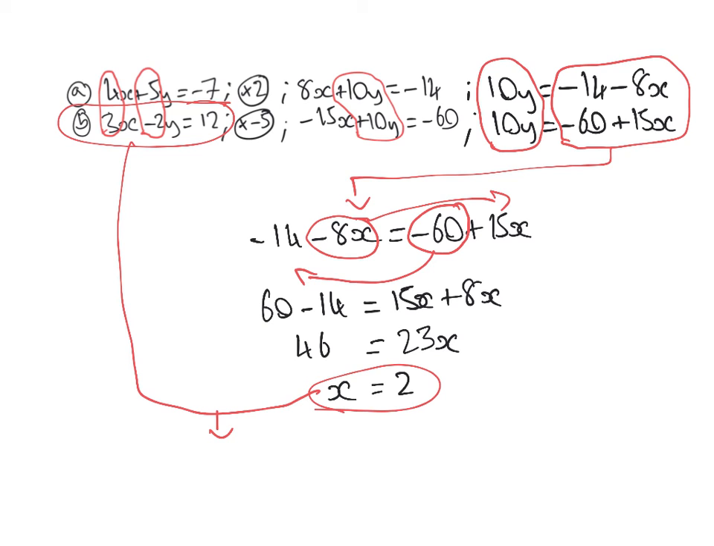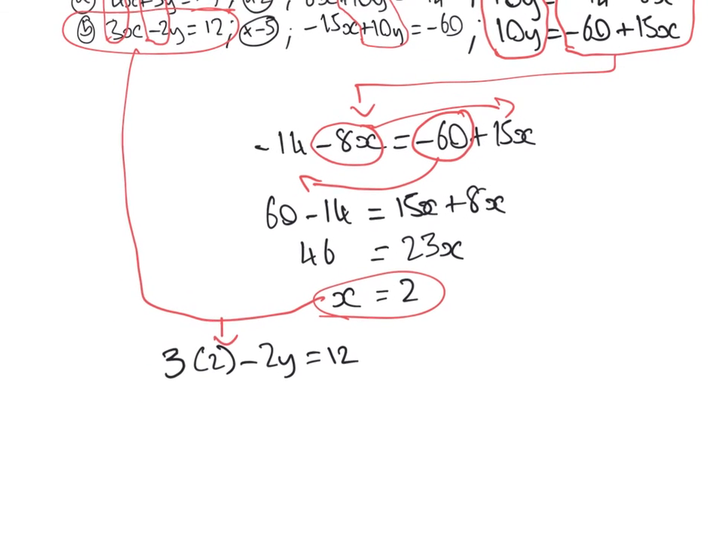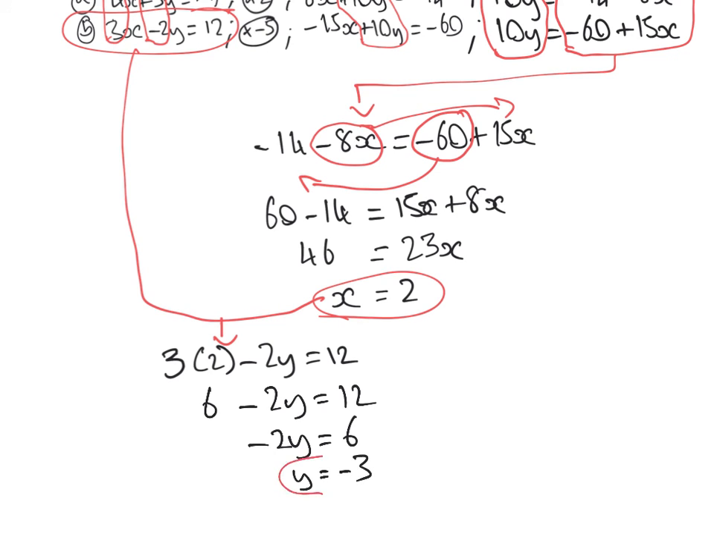So that gives me 3x, but we know x is 2, minus 2y equals 12. So 3 times 2 is 6. 6 take away 2y equals 12. So negative 2y equals 12 take away 6, which is 6. We want y on its own, so we divide by negative 2. That gives us negative 3, and there is our second answer. So the solutions to these simultaneous equations are x equals 2 and y equals negative 3.